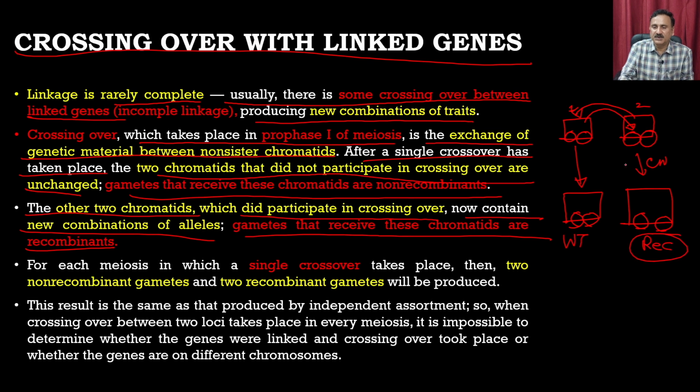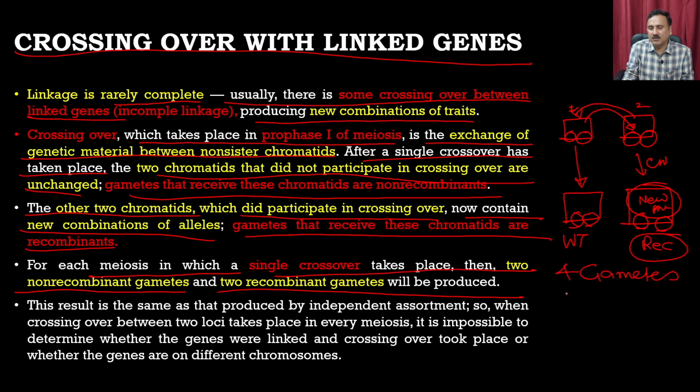So this is going to be a new strain because it has the passenger from this side and it also has its own passenger, right? So that's why it is going to show you the new phenotype, because this is going to have two different types of genes or gene portions, right? And so in each meiosis where a single crossing over takes place, two non-recombinant gametes and two recombinant gametes will be produced. Remember that you are going to produce 4 gametes in the meiosis, right? So the 4 gametes give you 2 non-recombinant ones and 2 recombinant ones, right?